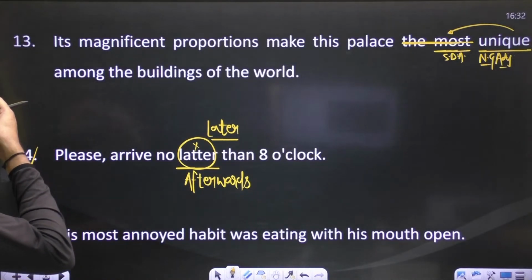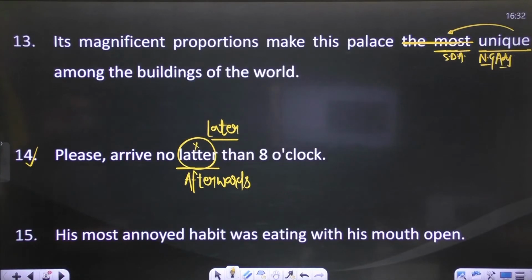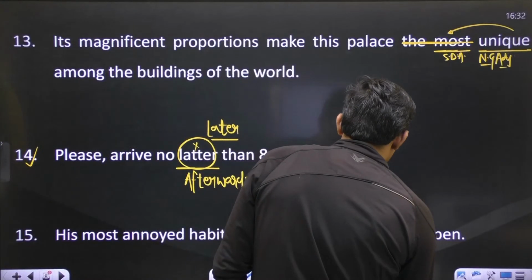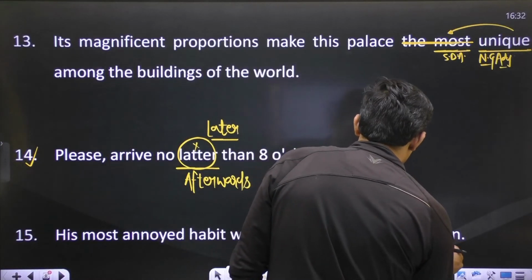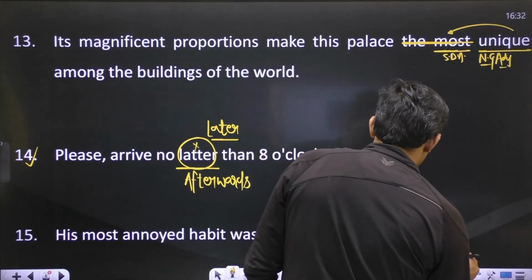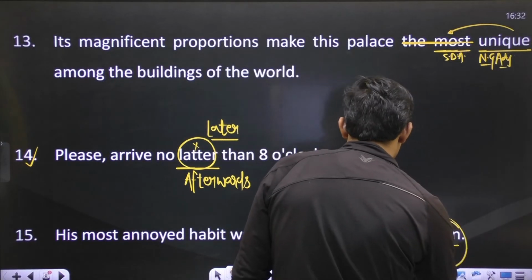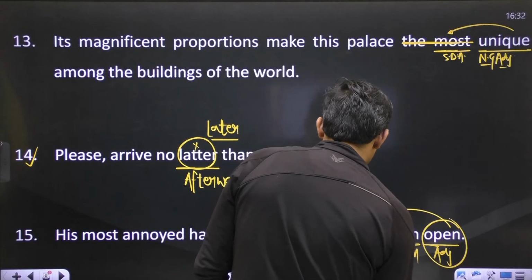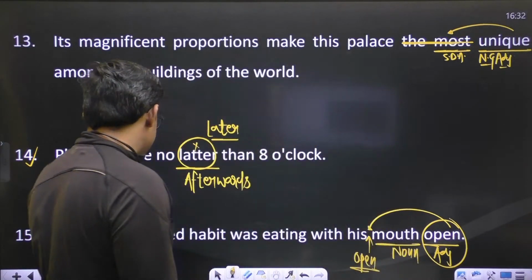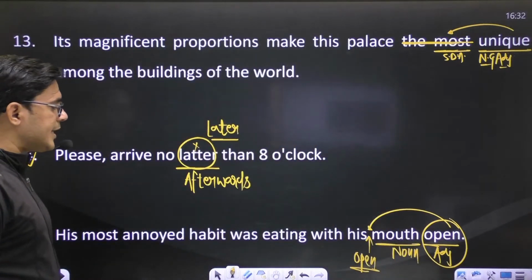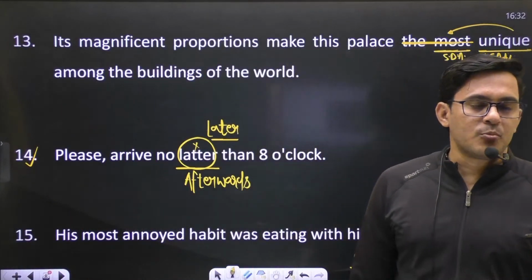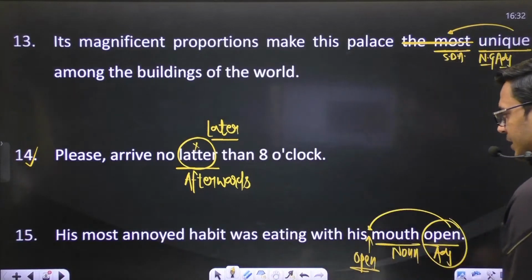Okay, next sentence. His most annoyed habit was eating with his mouth open. Here, mouth is a noun and open is an adjective. So normally we use an adjective before a noun. The sentence will be: his most annoyed habit was eating with his open mouth. Okay, move to the next sentence.